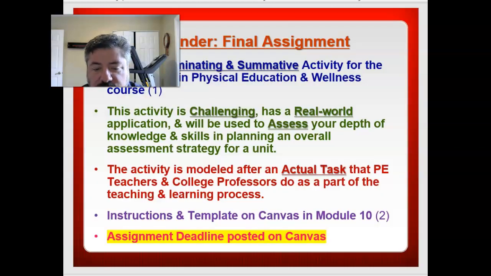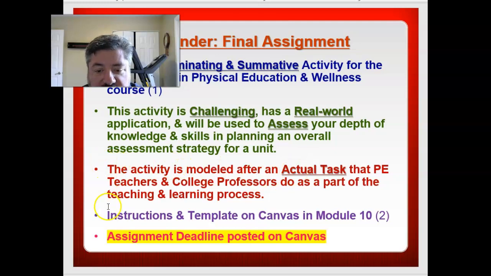So, a couple quick words about our final assignment. It's a culminating and summative activity for the assessment class. It's an assessment of understanding of a variety of concepts that pull the whole course together. It's really associated with understanding the planning and use of different scoring guides and an assessment strategy. Remember, this activity is very challenging. It has some kind of real-world application and will be used to assess your depth of knowledge and overall skills and understanding and planning an assessment strategy for a unit.